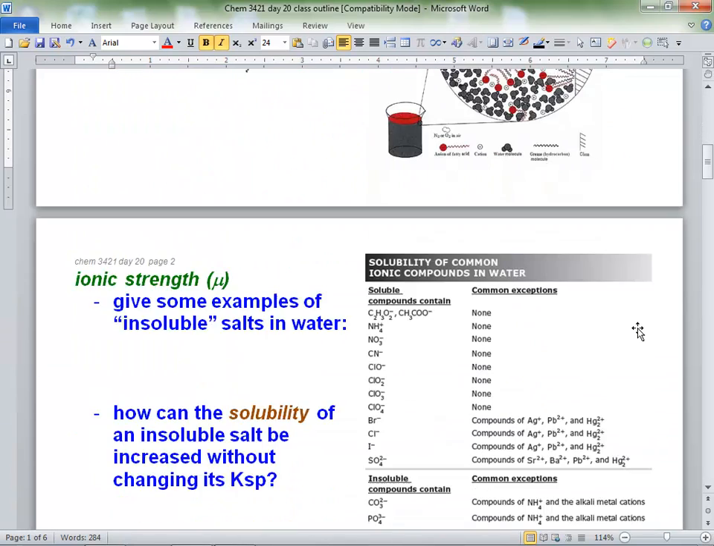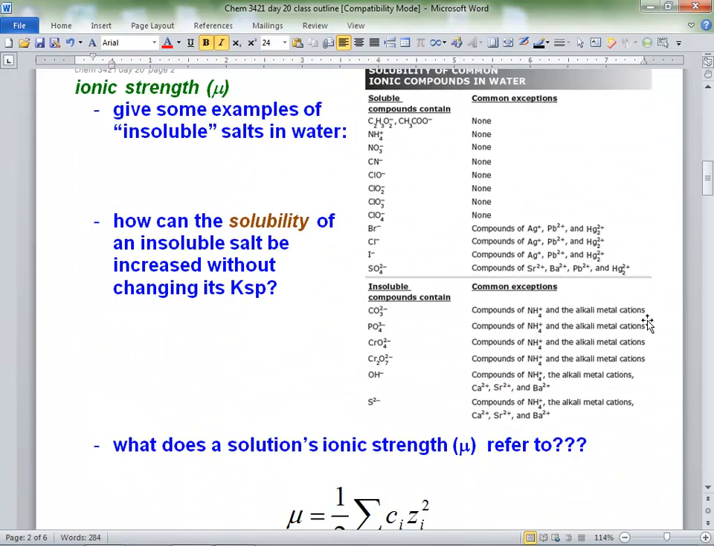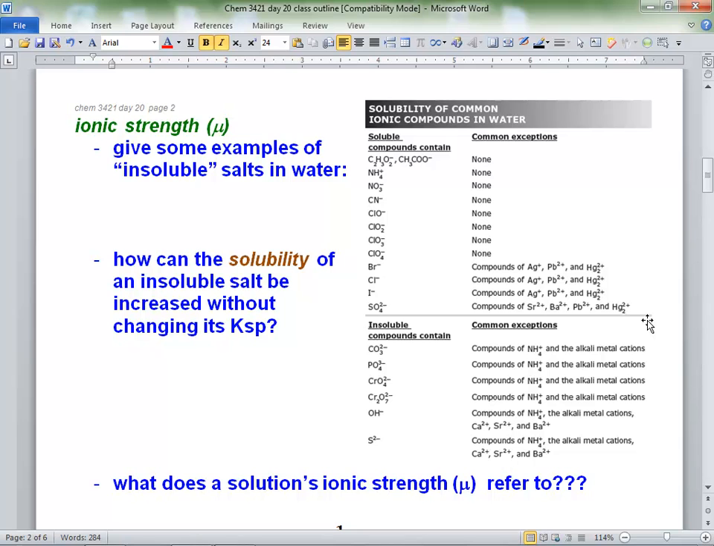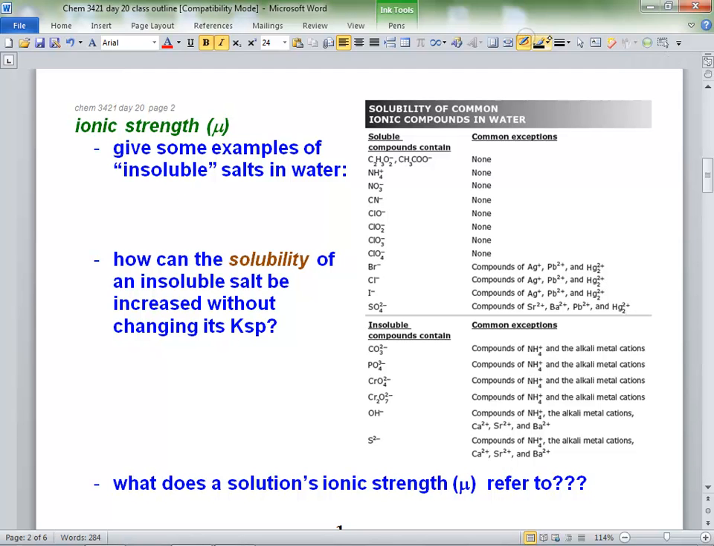Okay. So there's this term that we need to talk about. I kind of think of it as the chemical environment, but the technical word for it is ionic strength. And here's our solubility rules, or one set of solubility rules.